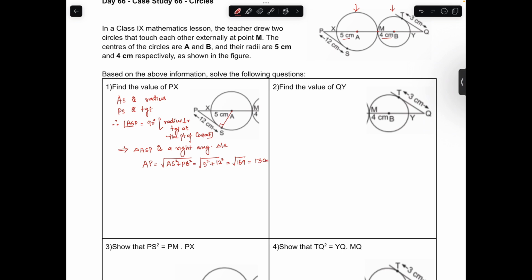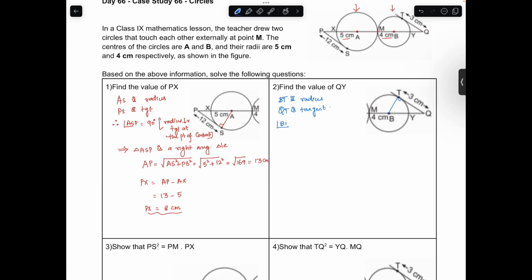PX is a part of AP. PX is AP minus AX. AP is 13 and AX is 5, which gives us 8 centimeter. Question 2. Find the value of QY. QY is a part of the smaller circle. So let's consider the smaller circle. Joining B and T, BT is radius and QT is tangent.